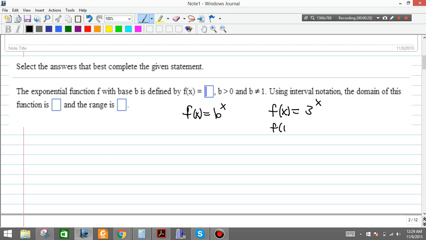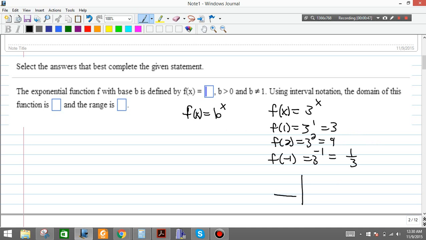So f of 1 is 3 to the first, which is 3. f of 2 is 3 to the second, which is 9, and so forth. f of negative 1, and we'll do some of these later, is 3 to the minus 1, which is 1 over 3, right? And so exponential functions, 3 to the x in particular, looks like this thing, right?